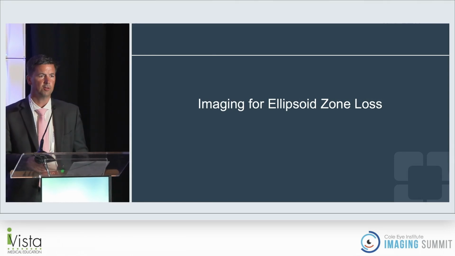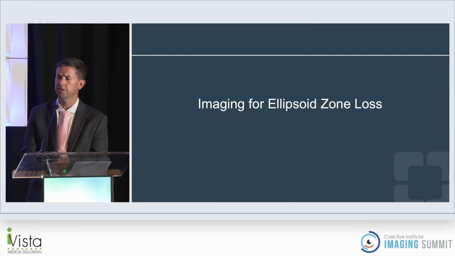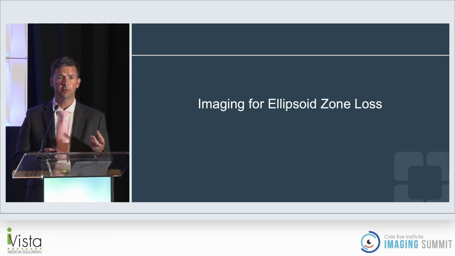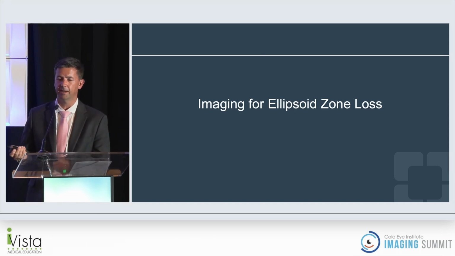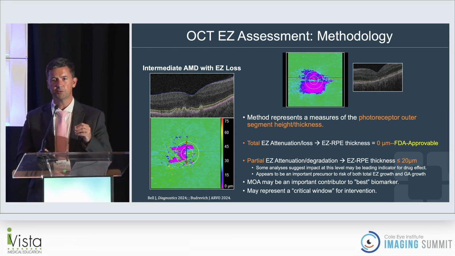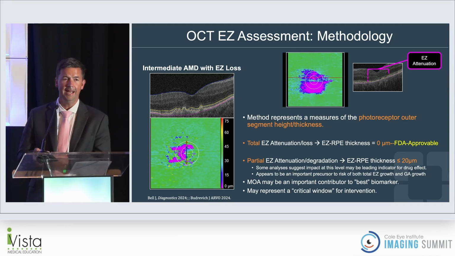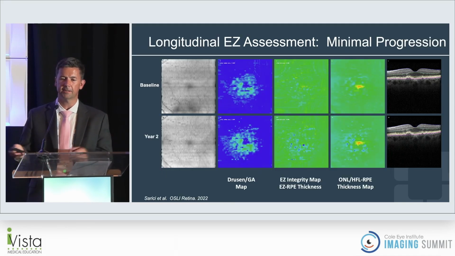What about ellipsoid zone loss? Again, this is a very hot area of discussion in terms of new and emerging therapeutics. One of our most recent drugs approved for MacTel was approved based on an ellipsoid zone change as an endpoint, and for dry AMD it's been suggested that we can use that as well, and a phase 3 trial is currently looking at that. One of the measures we can use is the height between the ellipsoid zone and the RPE, and when that's totally gone, being able to look at this over time.